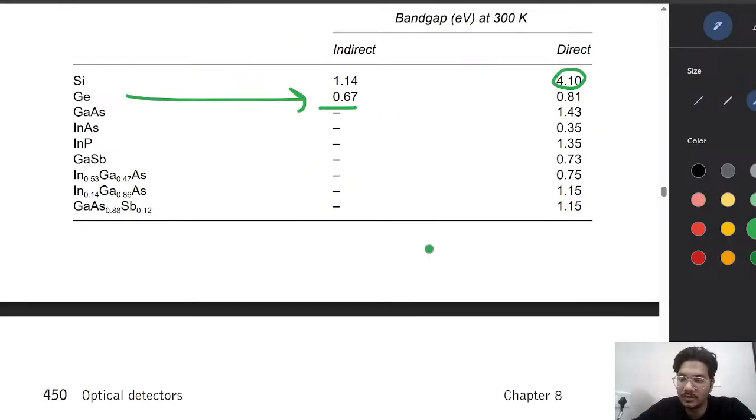Choosing the band gap for a photodiode. Ideally, for a semiconductor, the band gap should be slightly smaller than the photon energy corresponding to the longest system wavelength.